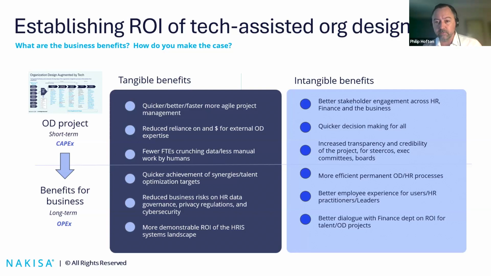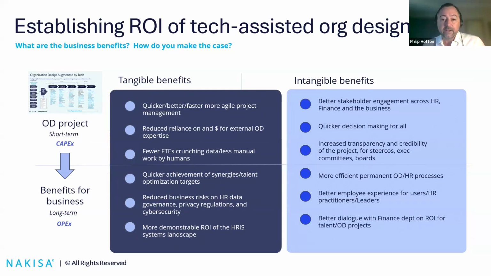More demonstrable ROI on the HRIS systems landscape. So these, we're talking about tech here. These are investments that go through a procurement process that get evaluated every year. And it's easier to justify the investment in the HRIS landscape if you're able to demonstrate return on investment for some of the features of it, right?